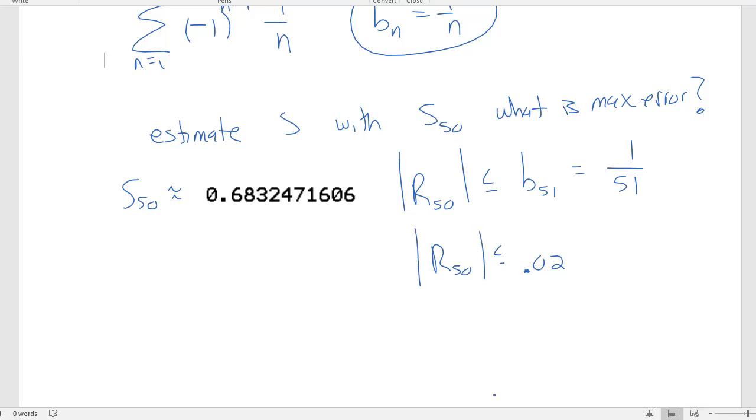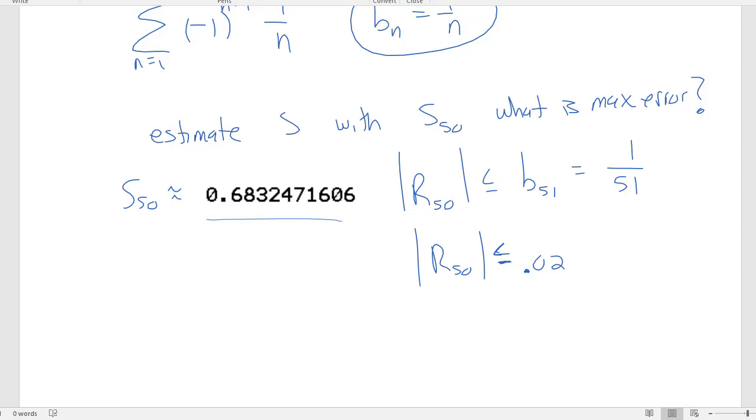Now again, as a reminder, it doesn't really matter if the series starts with negative or positive in regards to the error that we get here. The error will be the same. The error will be an estimate of the first unused term in absolute value. Error will always be positive. Now, if the first term starts off negative, that definitely can change the sum of the first 50 terms.